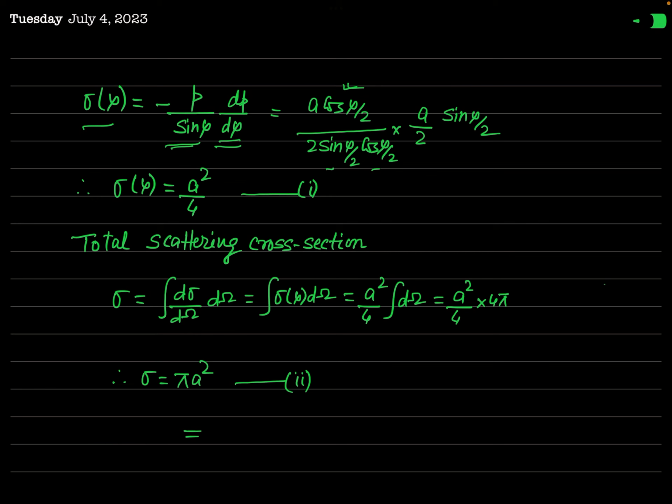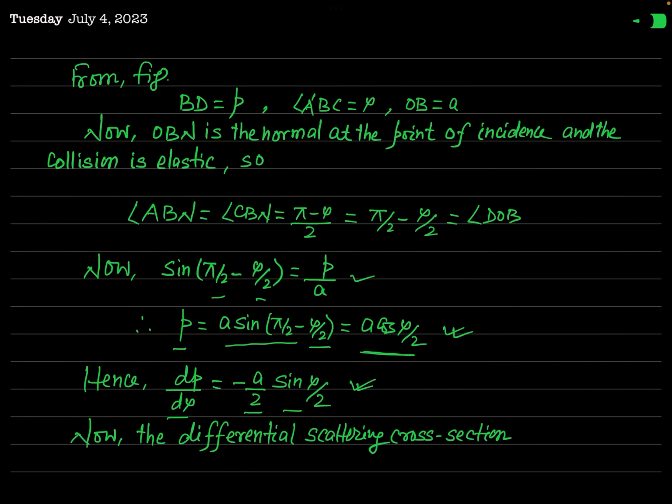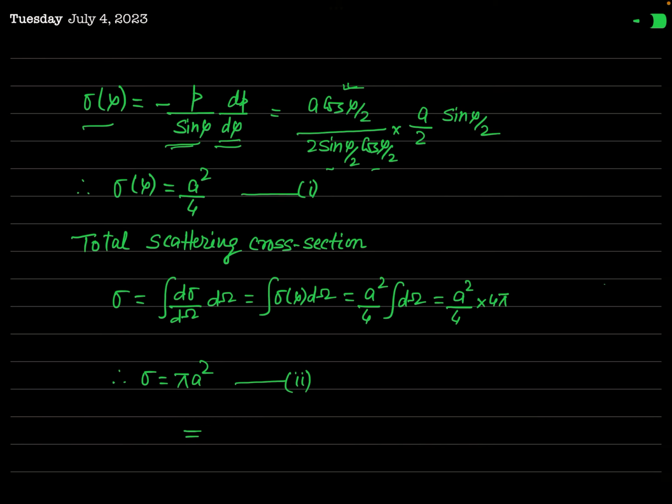What is this dP by d phi? You have seen this is actually equal to minus A by 2 into sin phi by 2. Here is a minus sign, and in this expression there is also a minus sign. So those two minuses will now become plus. So this is A by 2 into sin phi by 2.